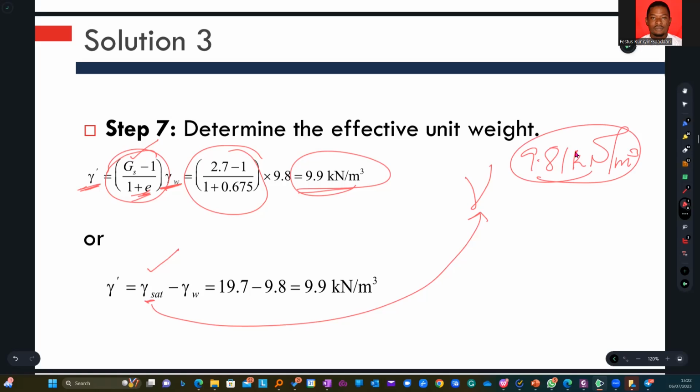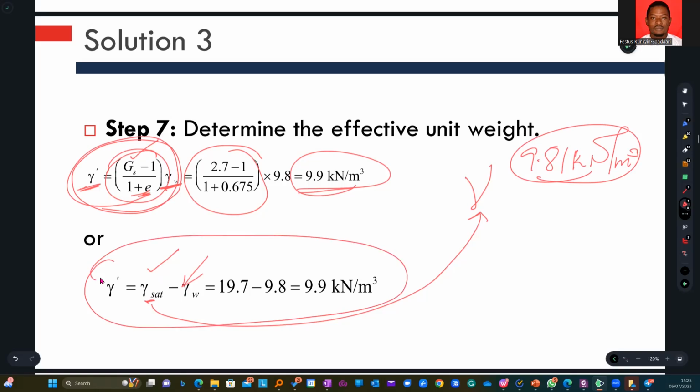So here, if you know these constants and you know this principle that saturated and bulk are the same because it is saturated, then you don't need to remember this fancy formula. You could easily have decided to subtract the effect of water in terms of unit weight from the bulk unit weight you calculated, which is the same as the saturated unit weight, and that will give you this answer.